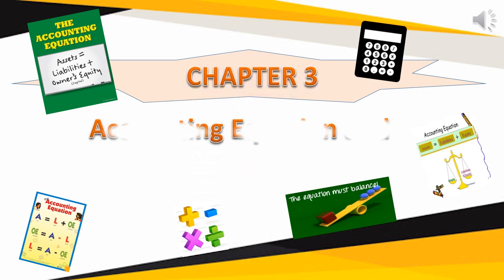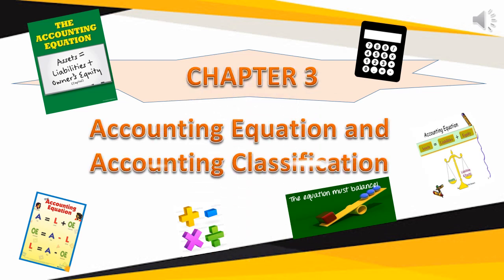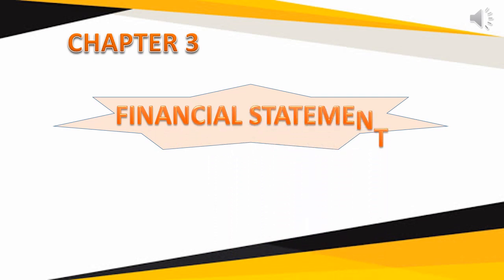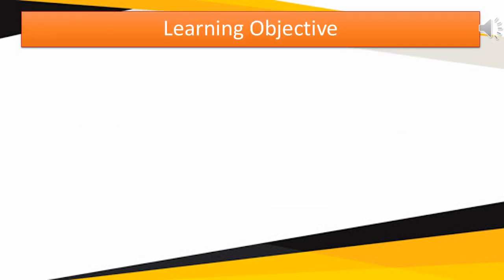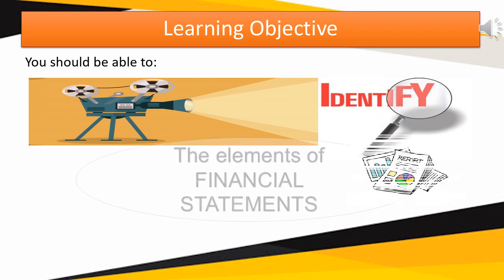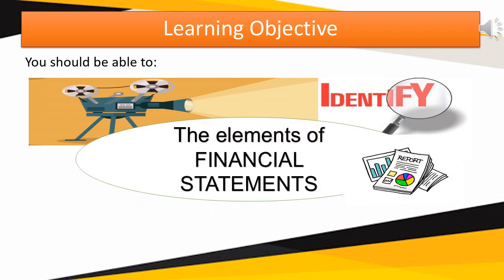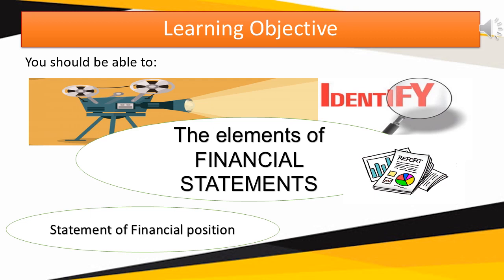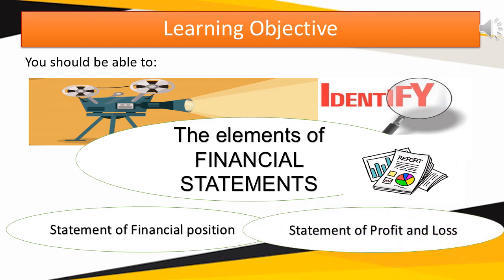Chapter 3. Accounting Equation and Accounting Classification. Hello everyone. Today, we are going to learn the first subtopic of this chapter, which is the elements of financial statements. Learning objective. At the end of this video, you should be able to identify the elements of financial statements. Particularly, the elements of statement of financial position and statement of profit or loss.